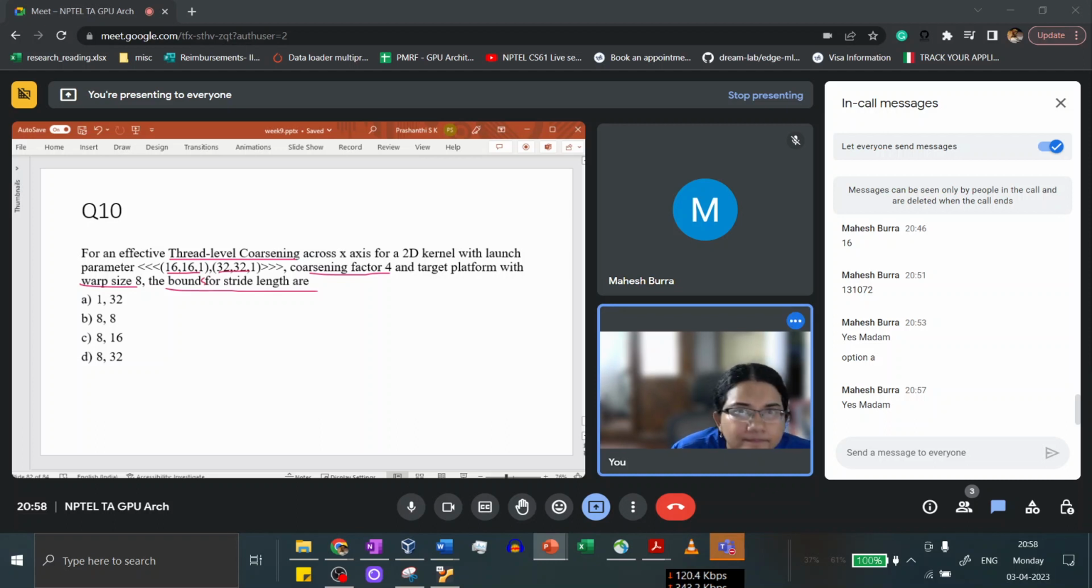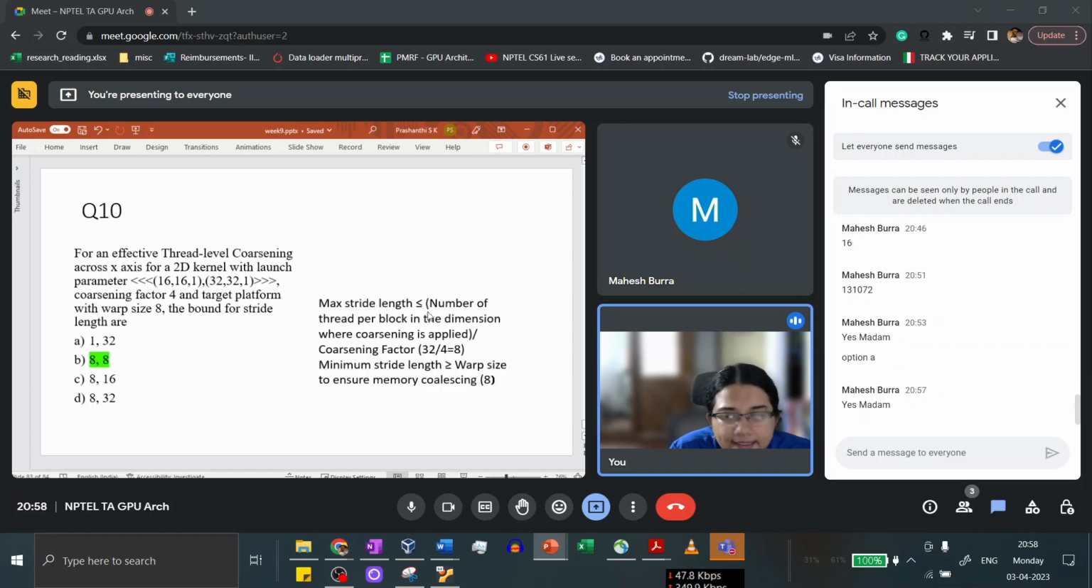Any answers? In the interest of time, I think we'll move to the solution. The max stride length is less than equal to the number of threads per block in the dimension where coarsening is applied divided by the coarsening factor. There should be an equal to here. We are coarsening across the x-axis, so the x-axis number of threads per block is 32. 32 divided by coarsening factor, which is given as 4, gives us 8. So the maximum stride length should be less than equal to 8.